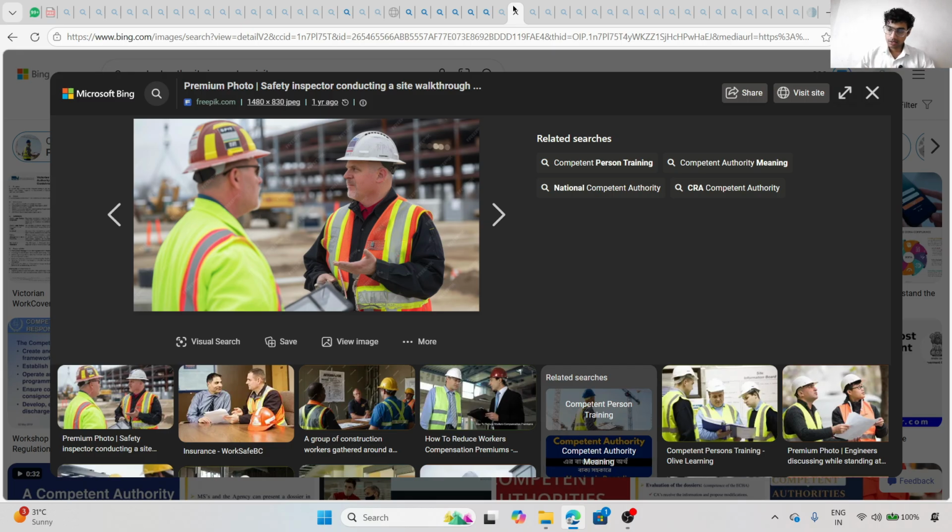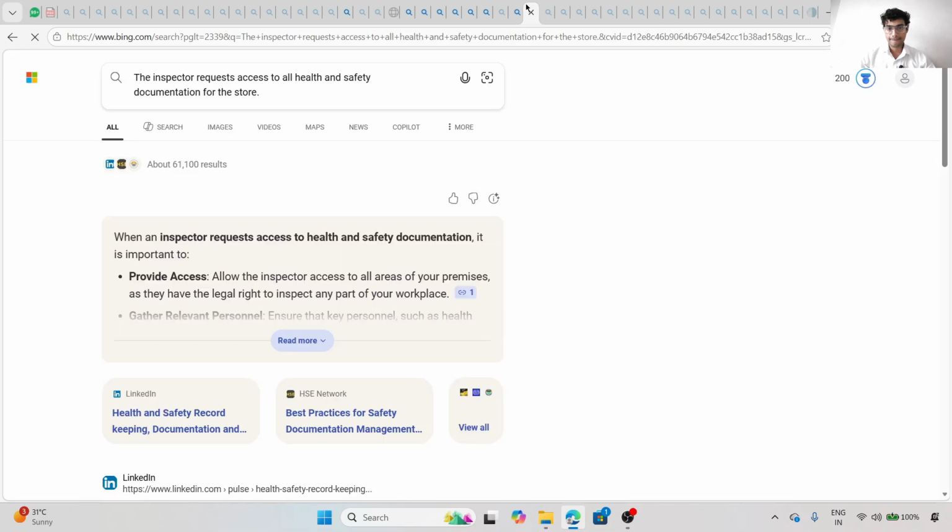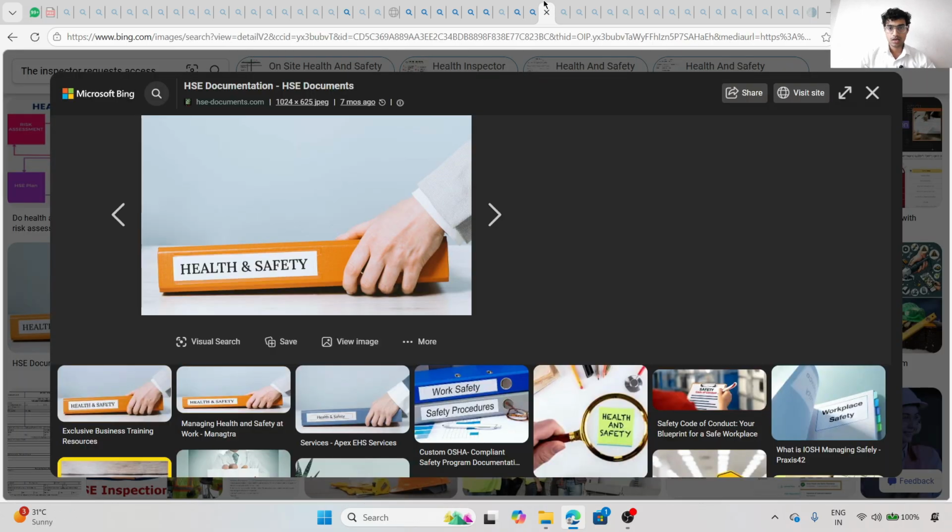In the beginning, when the inspector comes, he requests the SM to show all the health and safety documentation for the store. So all the documentation regarding health and safety is where his main focus is when the inspector visited.